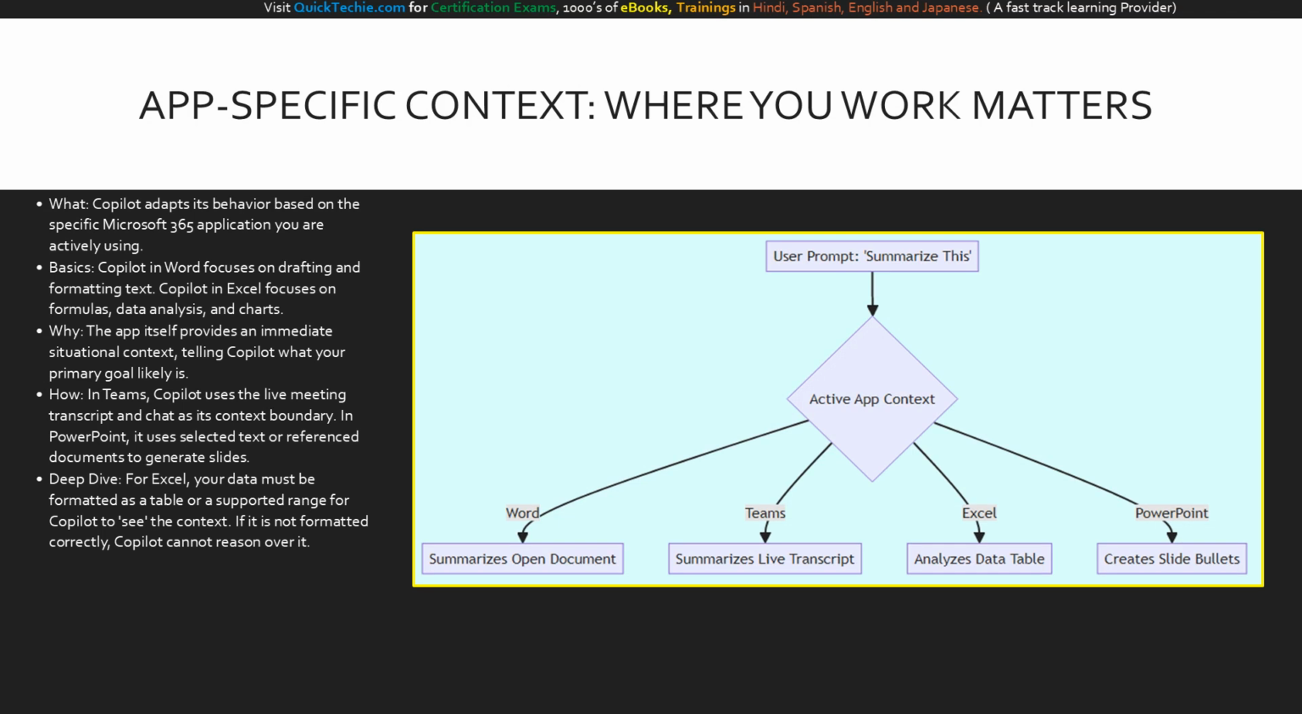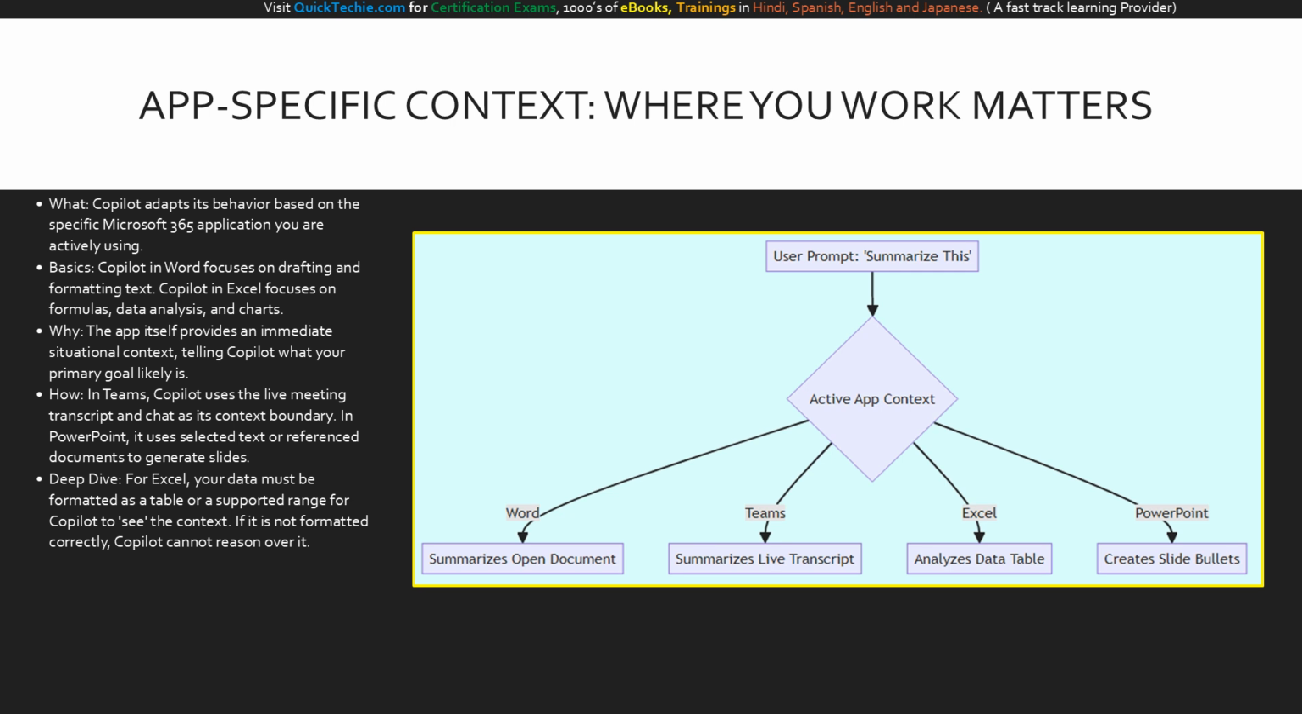Let us move to the third pillar, application context. The app you have open acts as a massive contextual cue for Copilot. If you ask Copilot to summarize this while in Microsoft Word, it assumes you mean the open document. If you type the exact same prompt in Microsoft Teams during a meeting, Copilot knows to summarize the live meeting transcript. The tool adapts its capabilities to the environment.